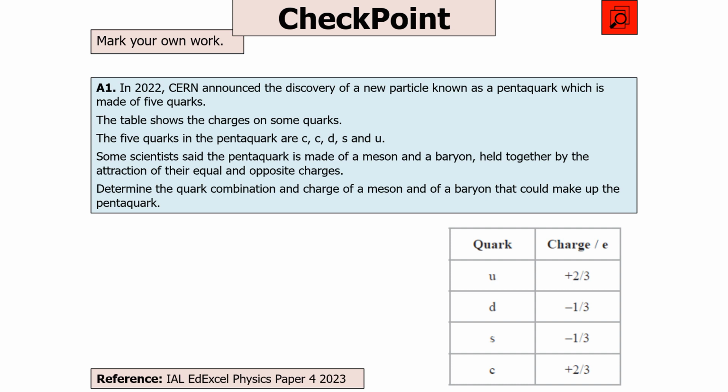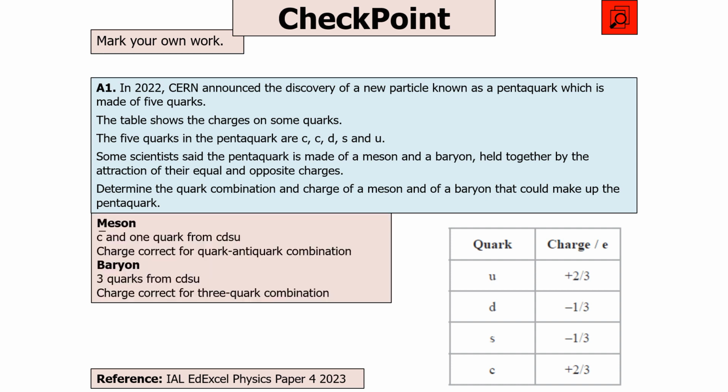So what you're going to have to do is, for the meson, it's going to be an anti-charmed, and it's going to be one of the quarks from C, D, S or U to then work it through, to then give out your value there of -1. Then you're going to have 3 quarks from your C, D, S or U. Again, we're going to try and get a combination to give us +1, so the 2 will ultimately cancel through.